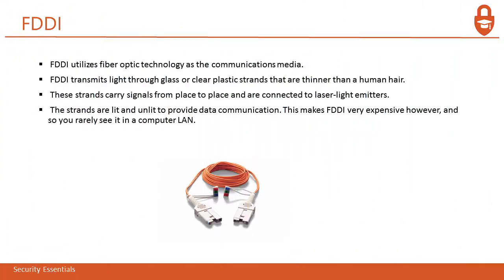Next is FDDI. FDDI utilizes fiber optic technology as a communication medium. FDDI transmits light through glass or clear plastic strands that are thinner than human hair. These strands carry signals from place to place and are connected to laser light emitters. The laser light emitters communicate through lights that turn on and off to provide data communication. This, however, makes FDDI very expensive, and so you rarely see it in a computer LAN.